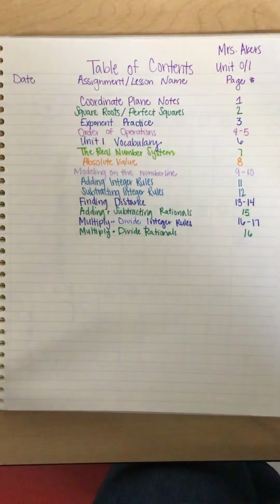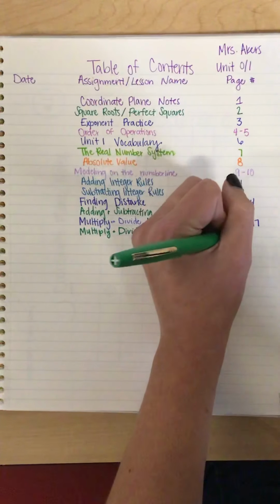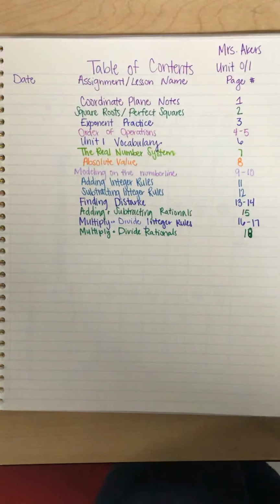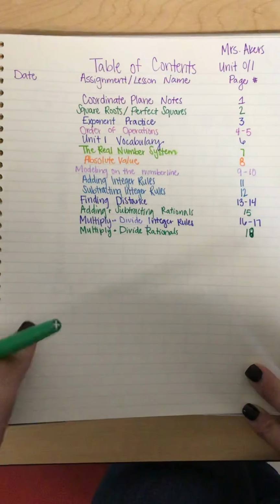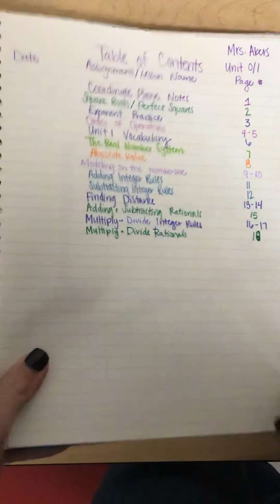Alright, hey guys, we are going to multiply and divide rationals next. So this is going to be page 18, I don't know why I put 16. So multiply and divide rationals. We're going to use our rules that we learned yesterday, and now we're going to apply them to not only whole numbers, but also fractions and decimals.